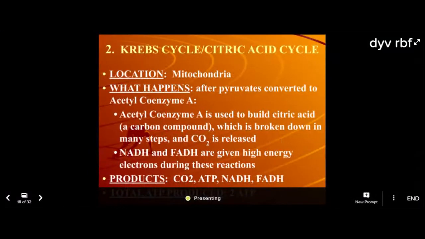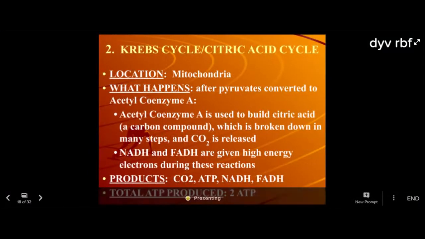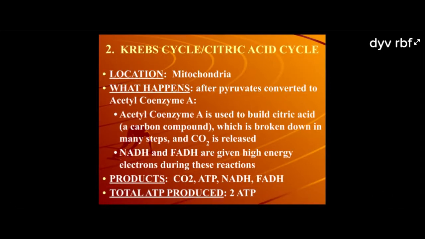Krebs cycle, citric acid cycle, location: mitochondria. What happens? After pyruvates are converted, acetyl-CoA is used to build citric acid, which is just a carbon compound, which is broken down in many steps and CO2 is released. NADH and FADH are given high energy electrons during this reaction. So this is where these electron carriers start getting these electrons, and they're going to bring them to the next stage. And the products during this point are CO2, ATP, NADH, FADH.